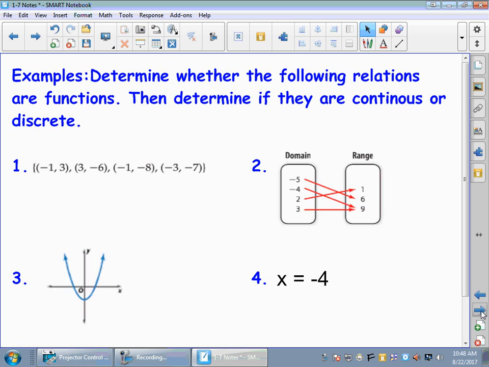So we're going to go through and look for whether the domain repeats in different forms of representing a relation. We're going to decide whether these relations are functions, and then we're going to say if it's discrete or continuous.